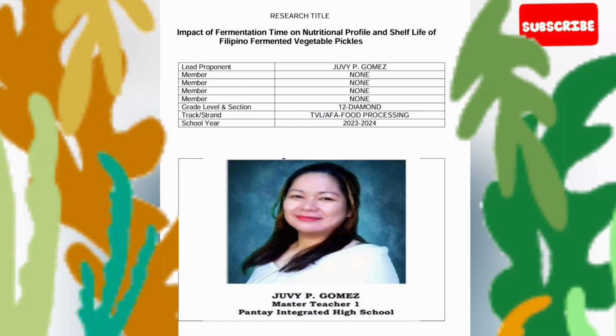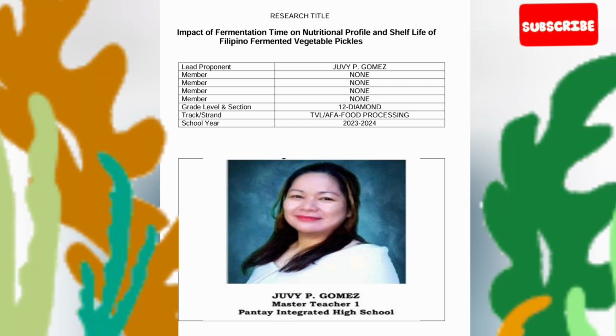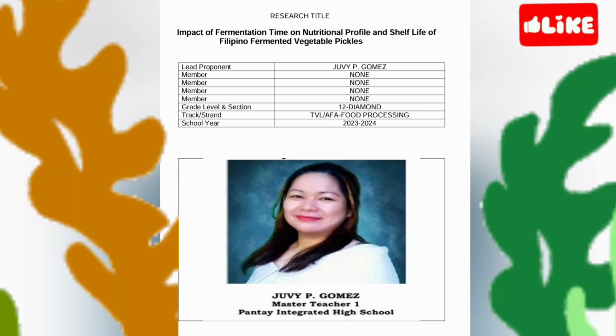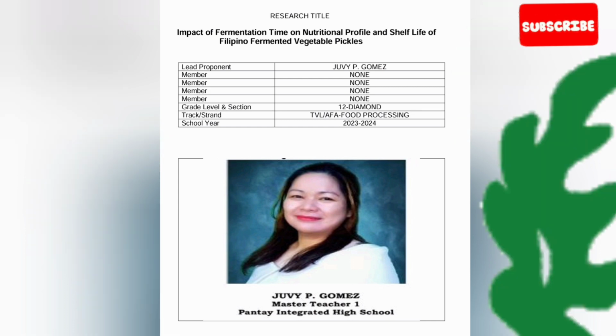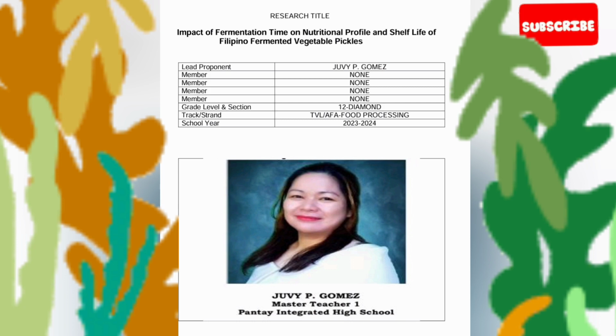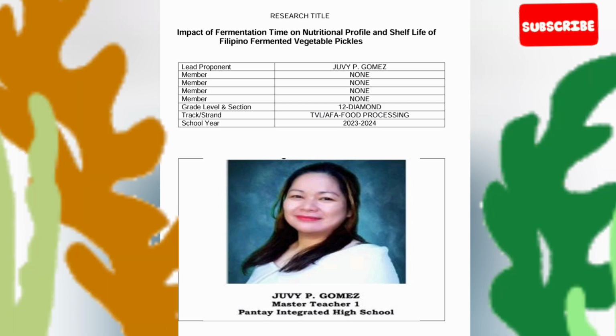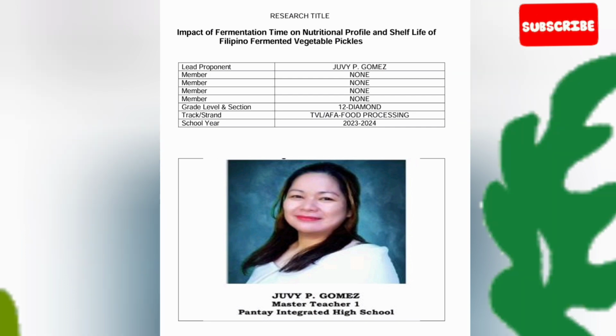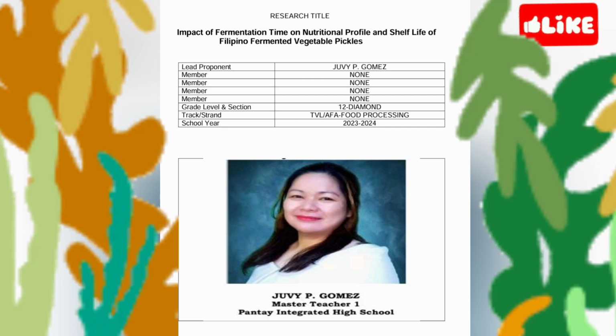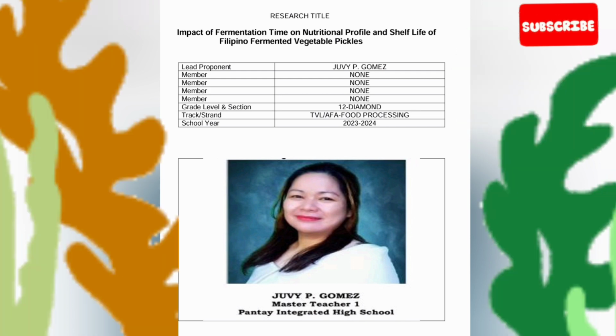At the bottom of the front page, include relevant school information such as the school name and location. By including these key components on the front page, you provide essential context and identification for your research project, ensuring that readers can easily understand its scope and origin.